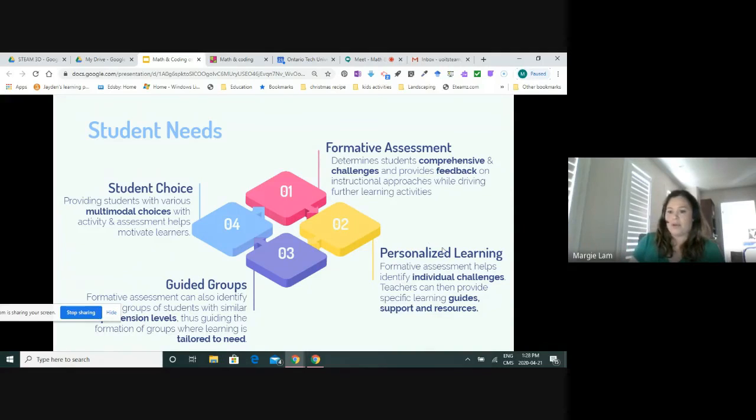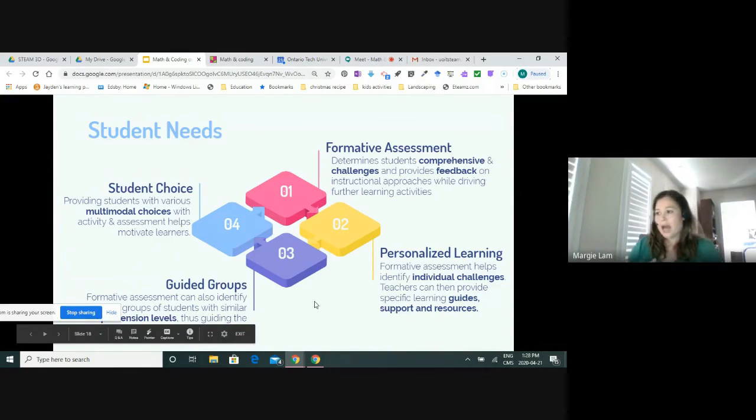And that comes to that personalized learning. So once you have that form of assessment, you know which students have challenges. You can provide them those additional guides, supports, and resources. And of course, it also ties to your guided groups here. In math, I particularly am very fond of guided groups.